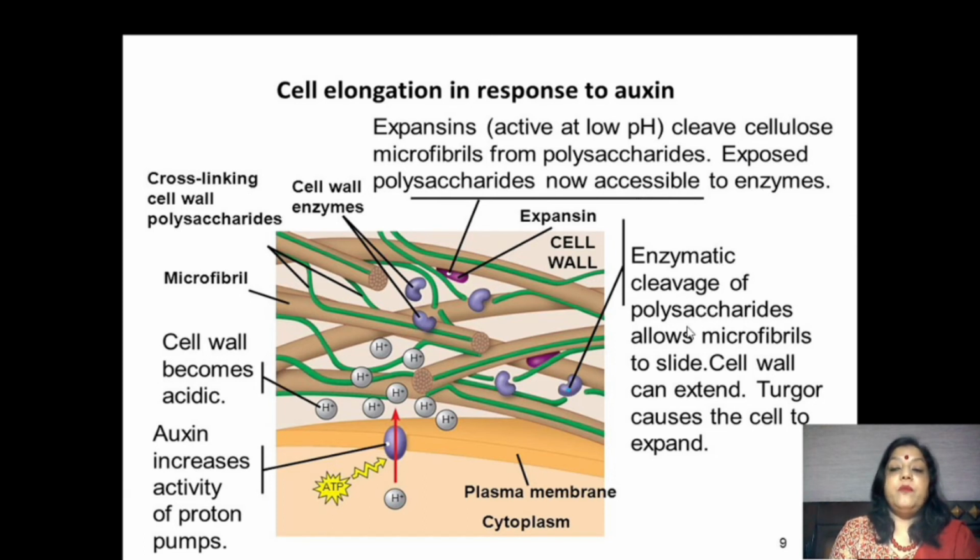Enzymatic cleavage of polysaccharides allows microfibrils to slide. The cell wall can extend due to the increased turgor pressure.